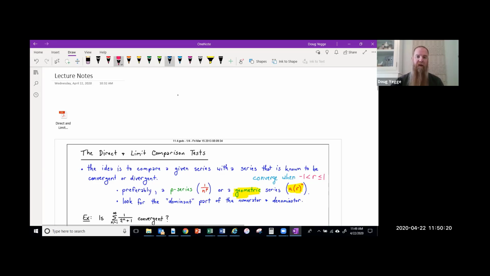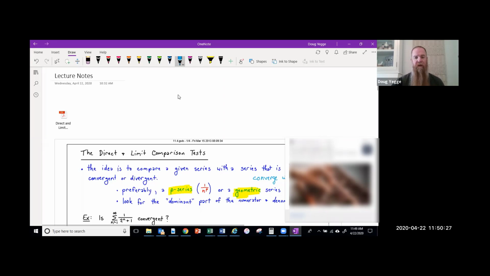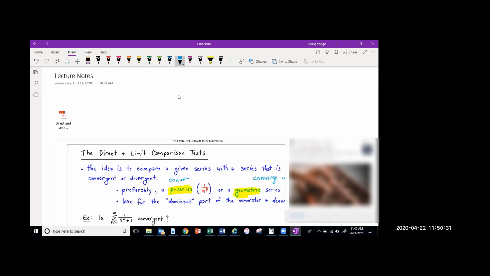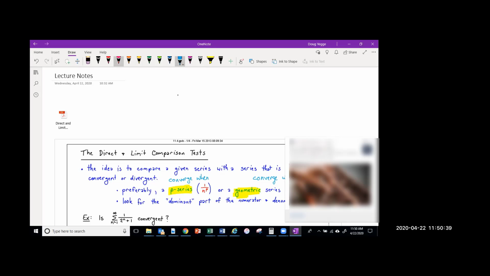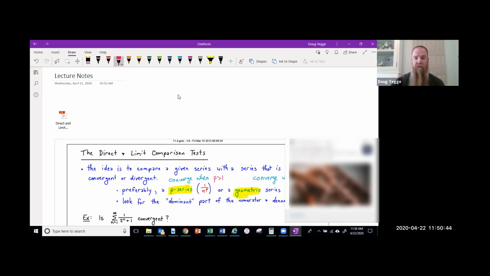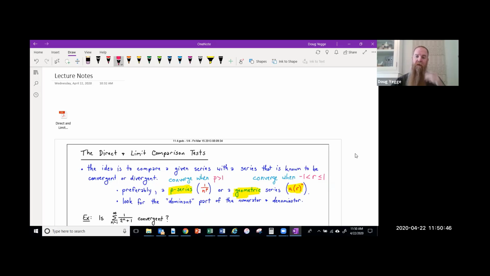Well, we also learned another series just now. We learned about p-series. And p-series are very easy to determine if they converge or diverge. How do I know when p-series, 1 over n to the p, converges? When p is greater than 1, right? So we already have 2 very particular series that we know converge or diverge.